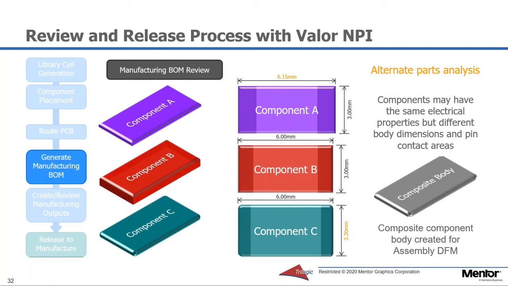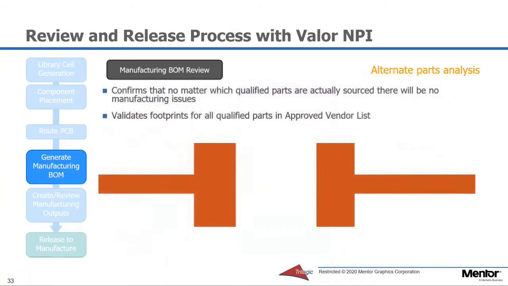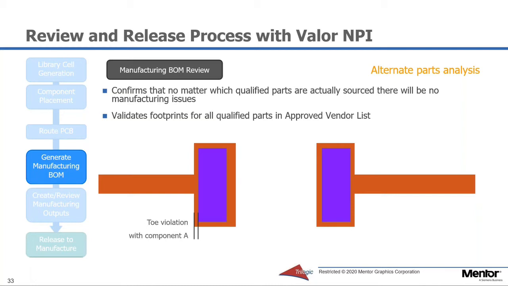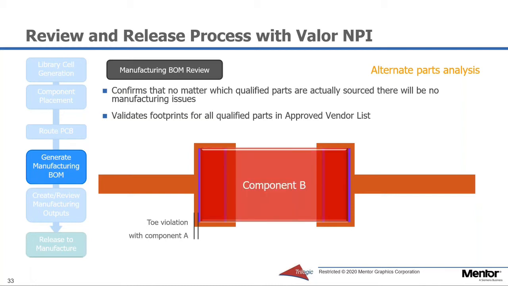At this stage, alternate part lists in the BOM can be analyzed. In this example, components A, B, and C are listed as alternates in the bill of materials. Components may have the same electrical properties but different body dimensions and pin contact areas. To confirm that no matter which qualified parts are actually sourced, there will be no manufacturing issues, each of the qualified parts is compared to the footprint in the design. Valor simulates the mounting of component A on the board. In this case, a toe violation is identified. Component B is validated. For component C, there is a pin to pad side violation.